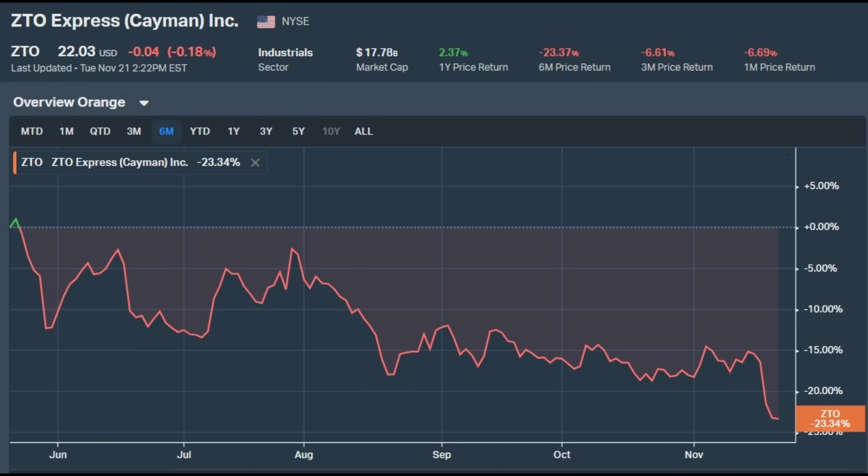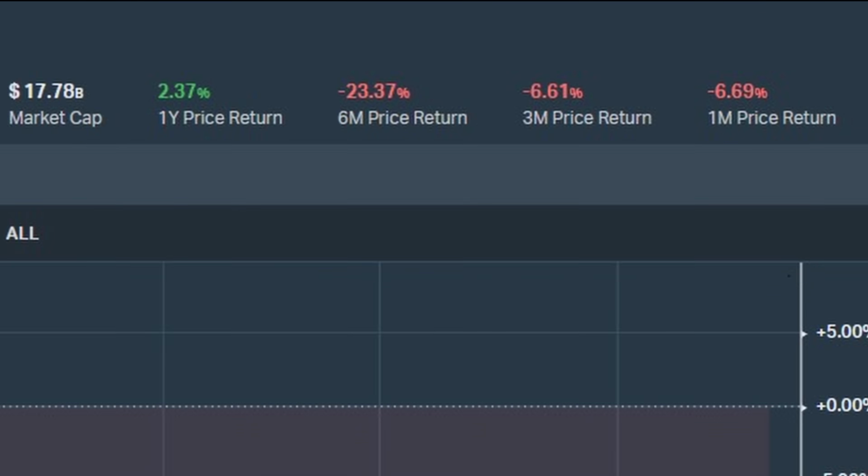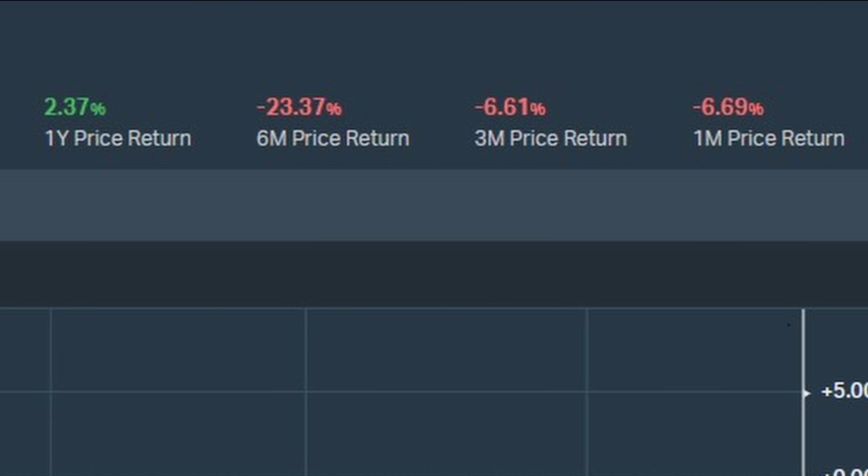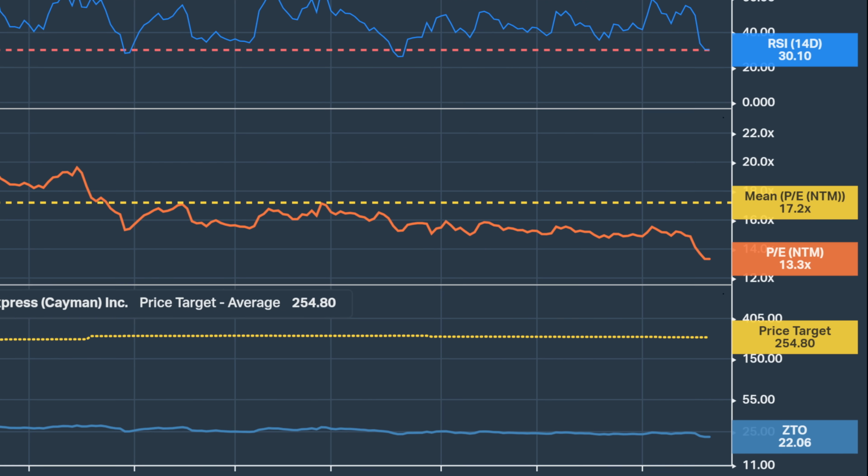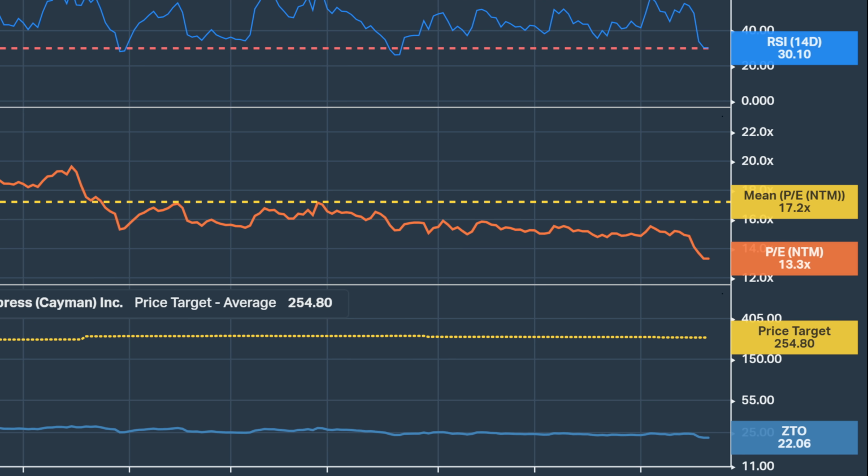Now, the last company we're going to look at on the oversold category is ZTO Express. This is a company that operates out of Shanghai and provides express delivery. If we look at this chart here, we can see the company is down around 23.37% over the last 6 months, with about a 6.7% drop in the last month alone. That's probably what's put it into this category here. The RSI is 30, so right at that oversold area.